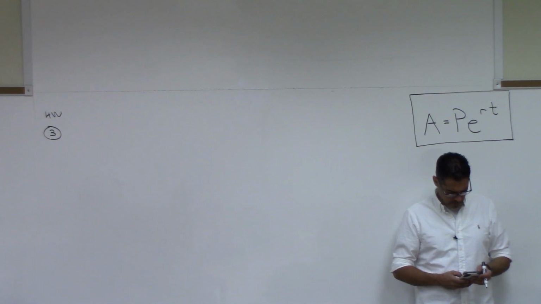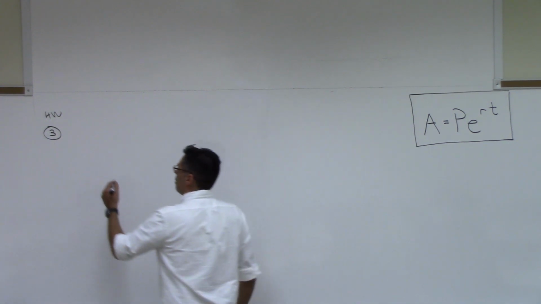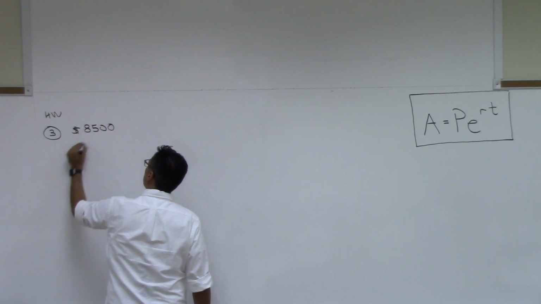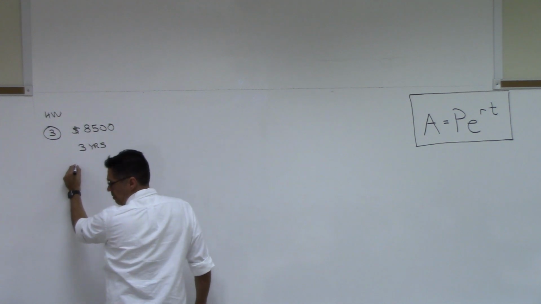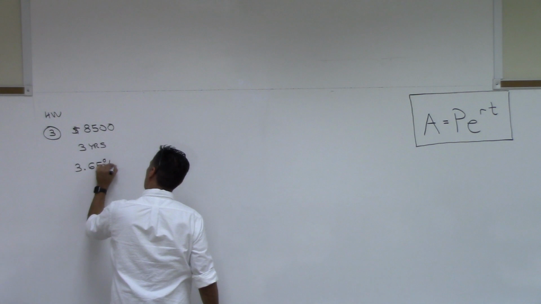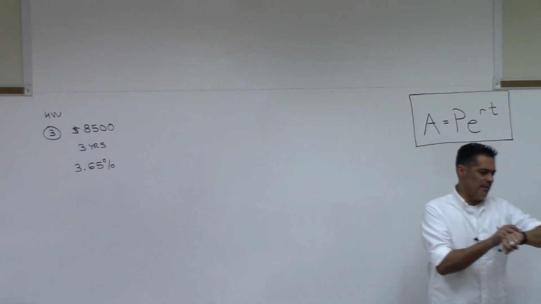Here. Yeah, listen, if you put the $8,500, you know me, I usually ask. Okay, so is $8,500 into a simple interest account for 3 years at a rate of 3.65%? All right, how much will be there at the end?